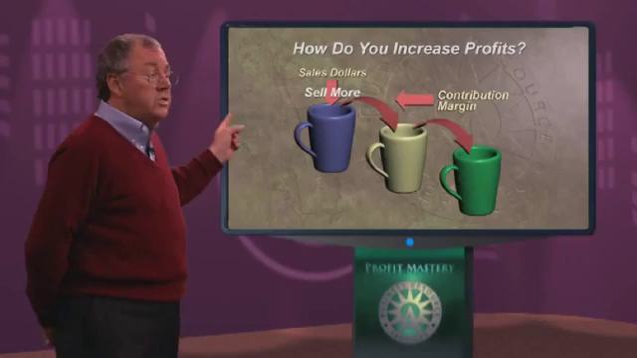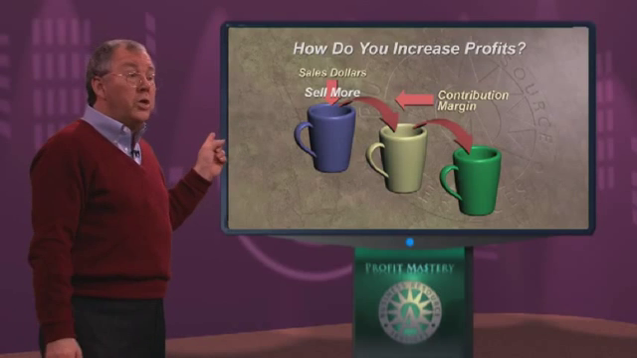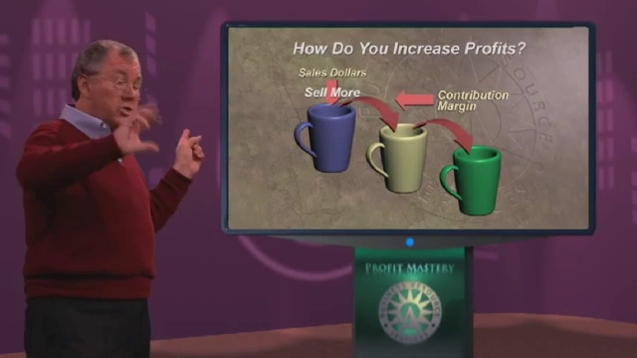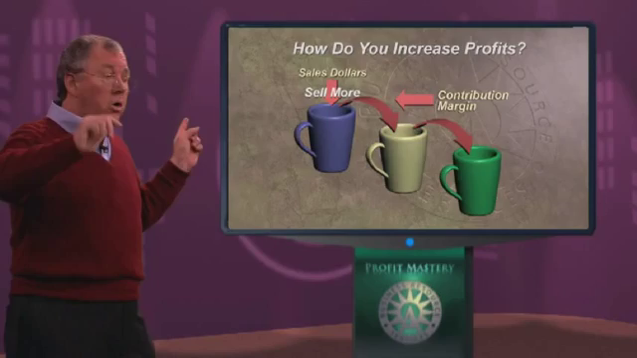I can think of two things. One of them is sell more units, right? In other words, just turn up the volume in the shower and run more water through these cups. Boom, sell more units. And that used to work really good in the good old days.